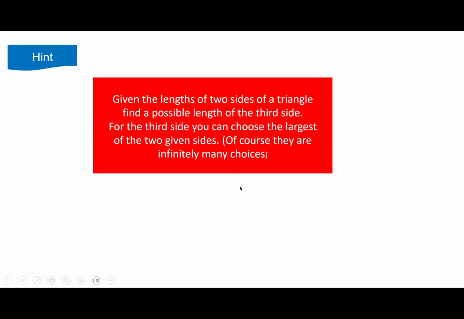Hint: given the lengths of two sides of a triangle, find a possible length of the third side. Obviously, there will be an infinite number of correct answers to a question like this. To find the third side, you can choose the largest of the two given sides. That's a very simple, straightforward way to answer a question like that. For example, if 4 and 5 are given as sides of a triangle, pick 9. Yeah, you will be good. So 4, 9, 9 would work for you.